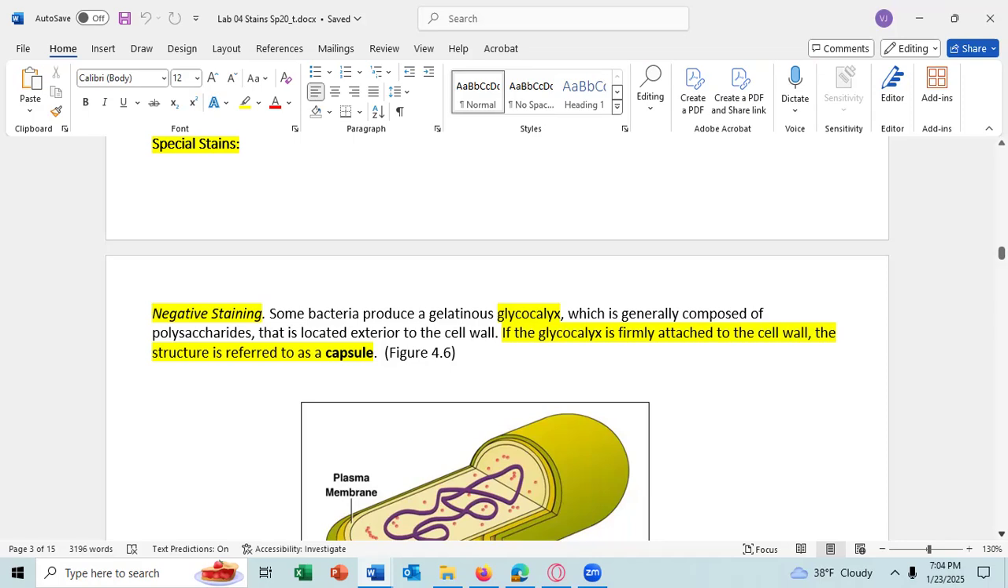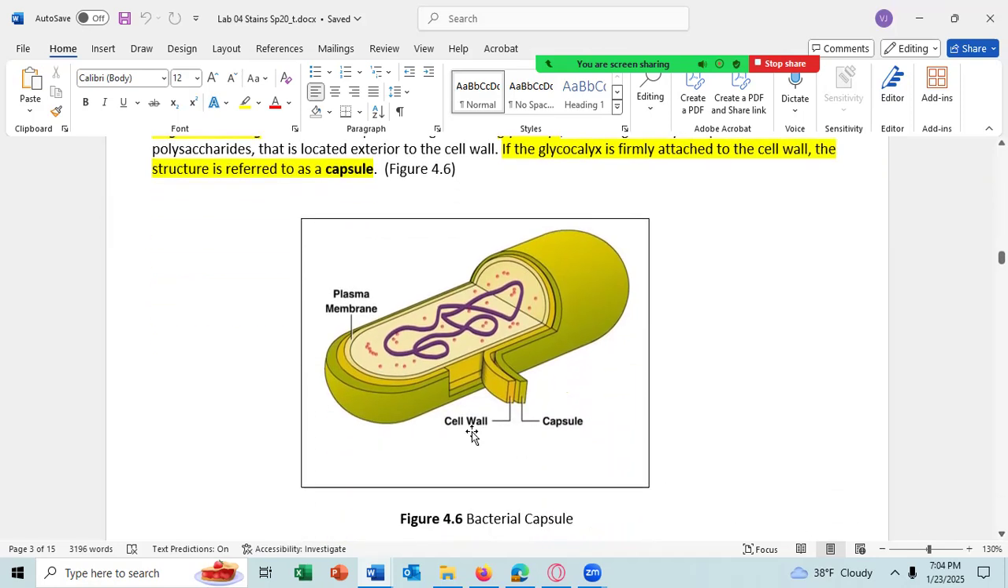light microscope because it has other molecules in it besides water, and it usually has a firm structure to it, then we call it a capsule. The negative stain allows you to see the capsule because the negative stain will stain the background and the cell, but will not stain the capsule. And so you'll see a clear region around the cell, and that is the capsule.